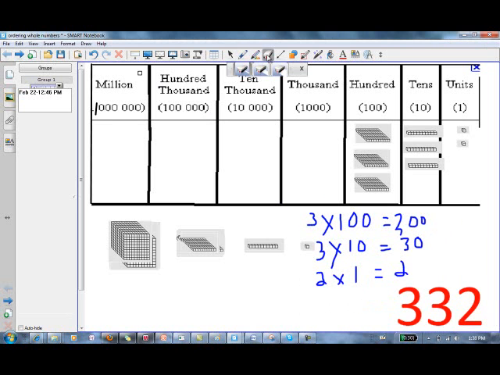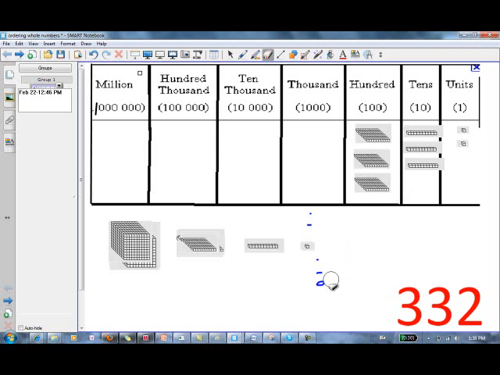It is possible to write this number out, and I will show you how to do this. Just erase here. So we want to say 3, and don't mind my writing on here, 300, we'll pretend that says 100, 30, 32.